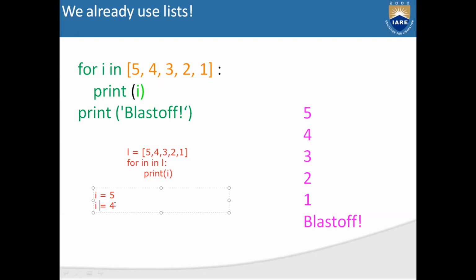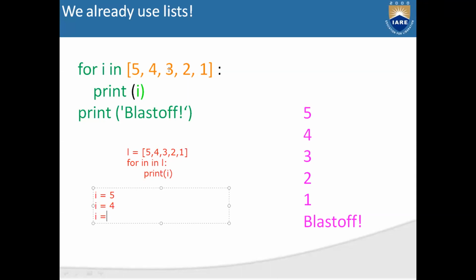Next element of the list is 4. So print I means what will be printed? 4 will be printed. Then which value will be assigned to I? Let me know those who have doubt. Which value will be assigned to I? Next 3. Next element of the list.